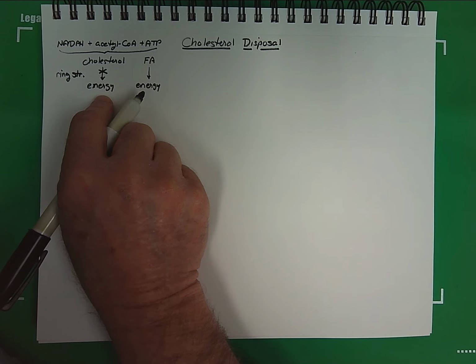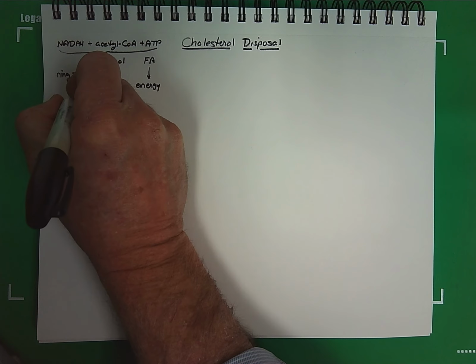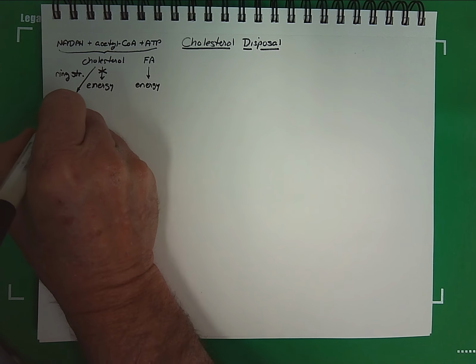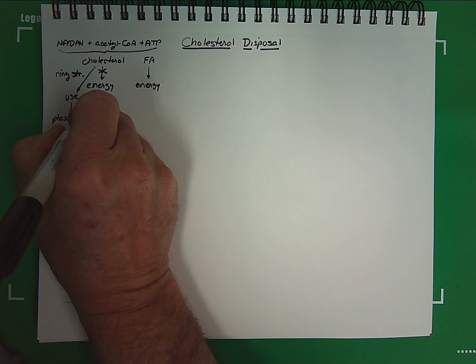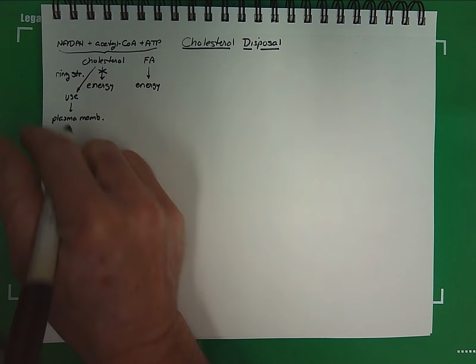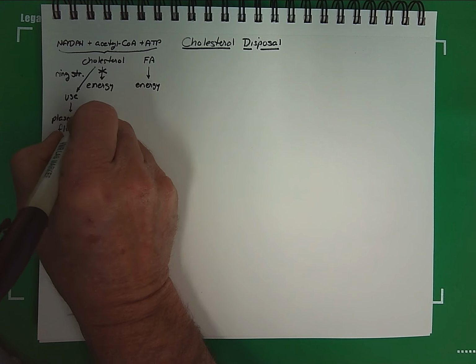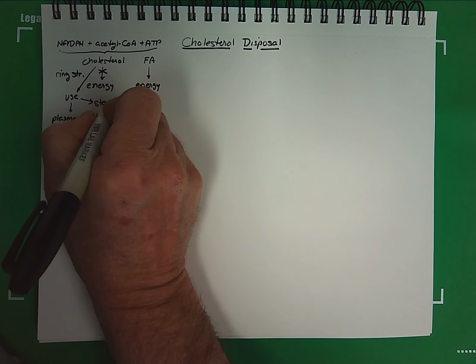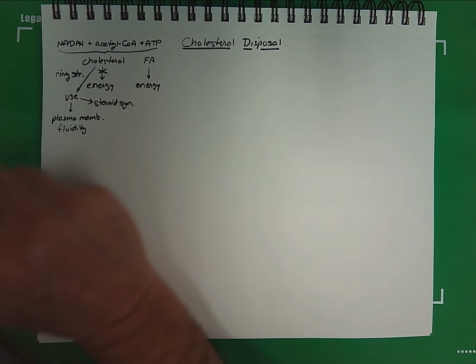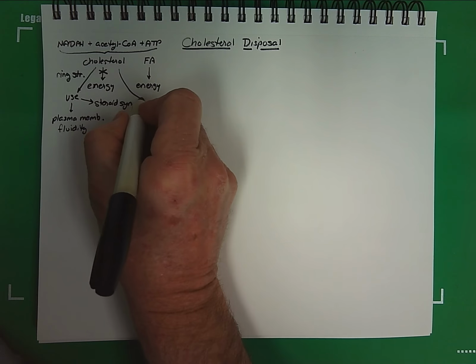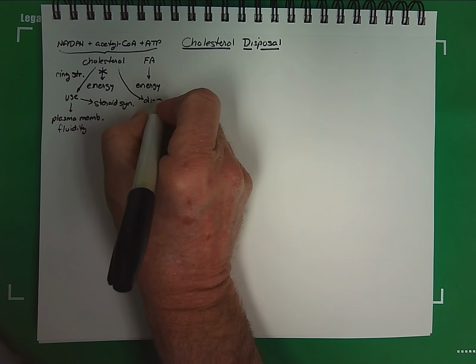Now, once we have cholesterol, there's only two options for us. One is that we use the cholesterol, and the use of cholesterol, recall we use them in plasma membranes. This is to control the fluidity of membranes, and importantly, we use it in steroid synthesis. Now, if we do not use cholesterol, we have to dispose of cholesterol.